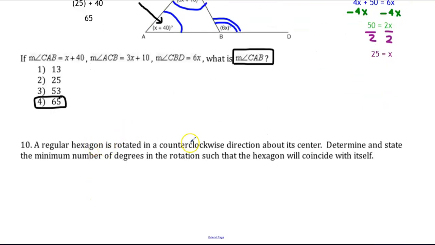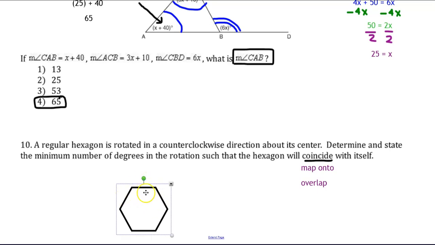A regular hexagon is rotated in a counterclockwise direction around its center. This is from the unit about transformations. Determine and state the minimum number of degrees in the rotation such that the hexagon will coincide with itself, otherwise known as map onto itself, also otherwise known as overlapping. So in order to take that hexagon and rotate it so that it coincides with itself, let's take a look at what a hexagon looks like.